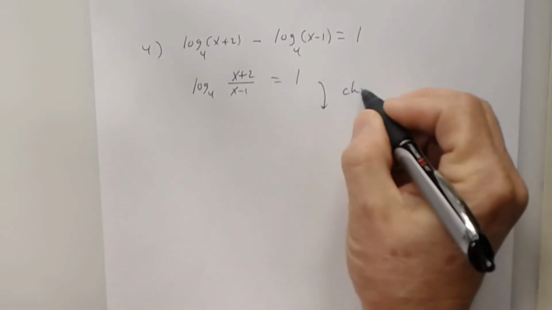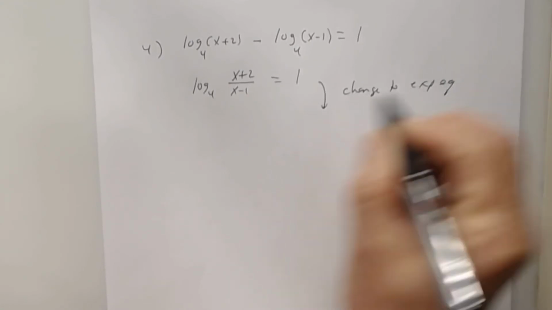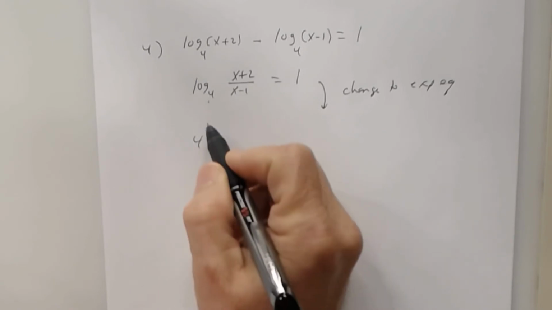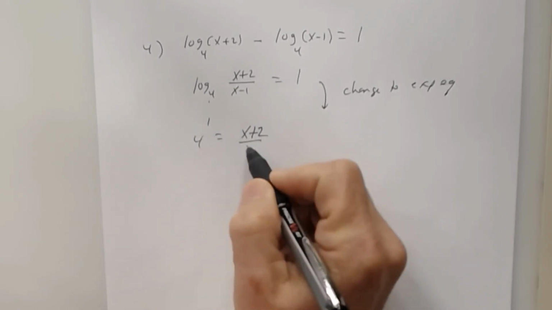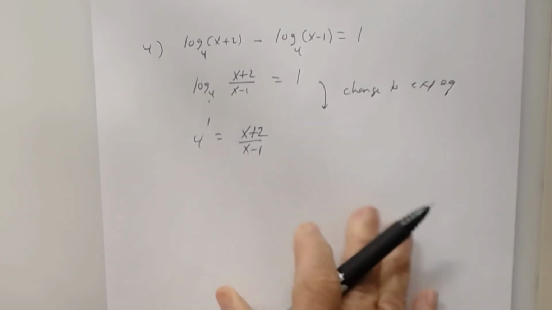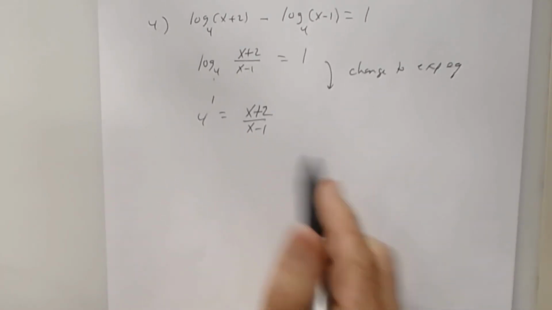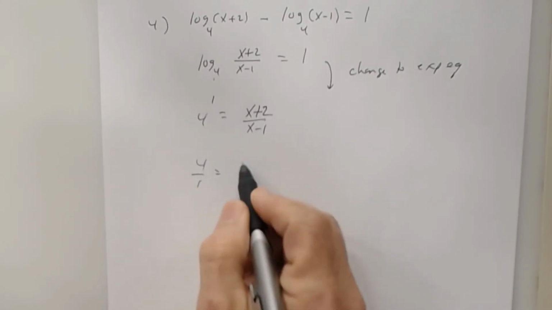Now can I change it to an exponential equation? All right, now change to an exponential equation. So what's the base? What do I raise it to? And what does that equal? x plus 2 divided by x minus 1. All right, we're almost done. That's really 4 over 1, right? 4 is 4 over 1.